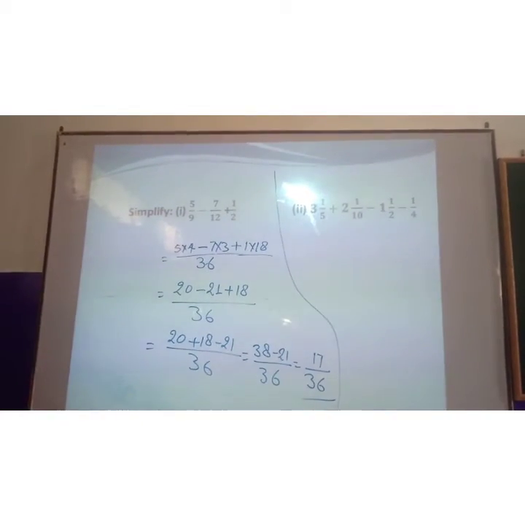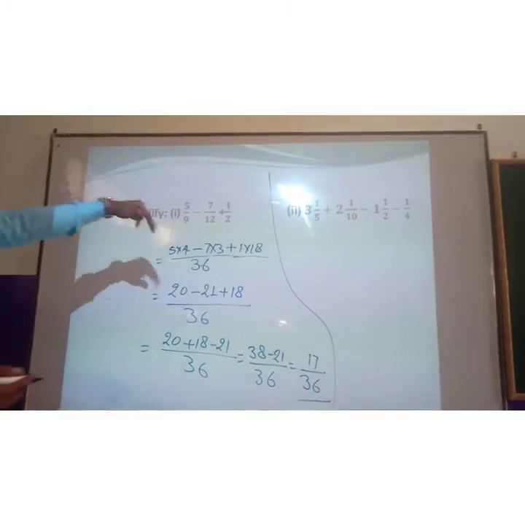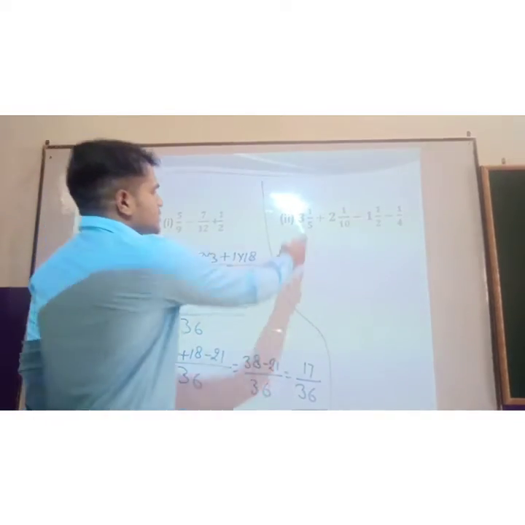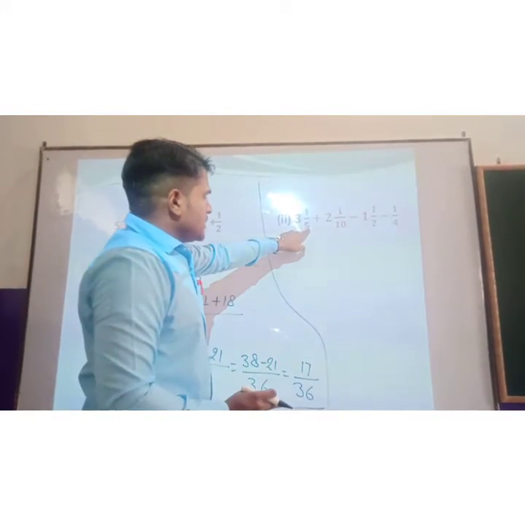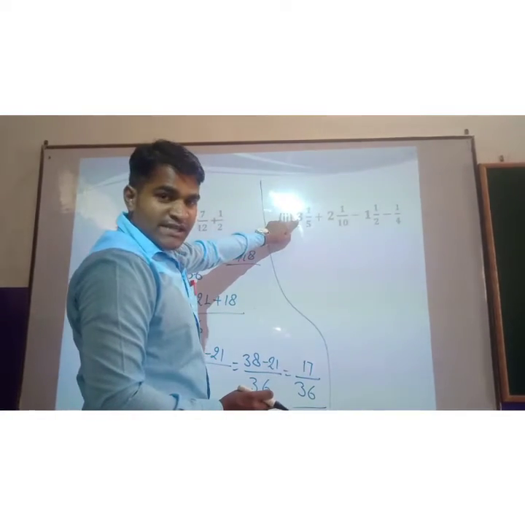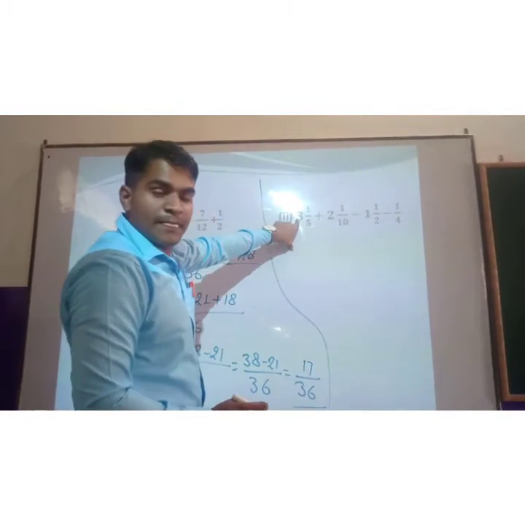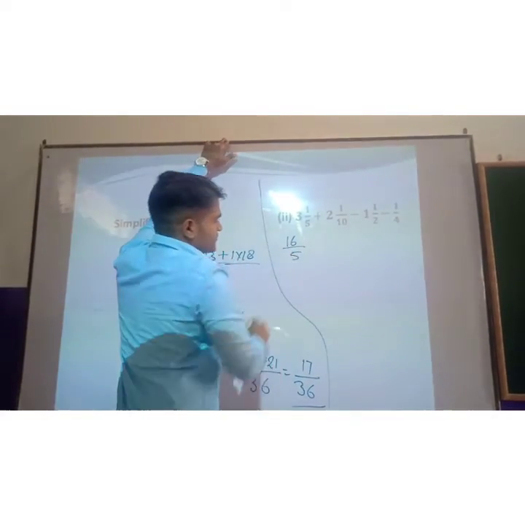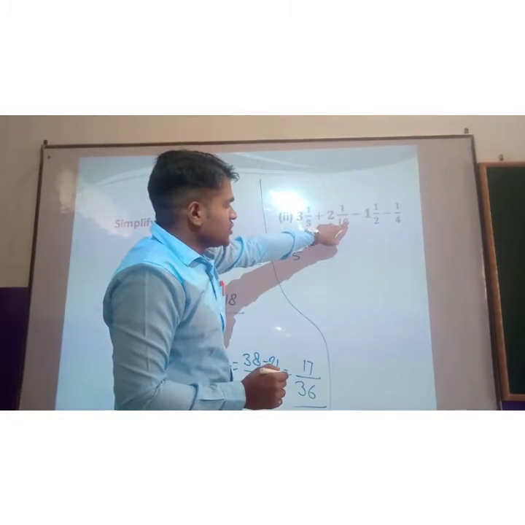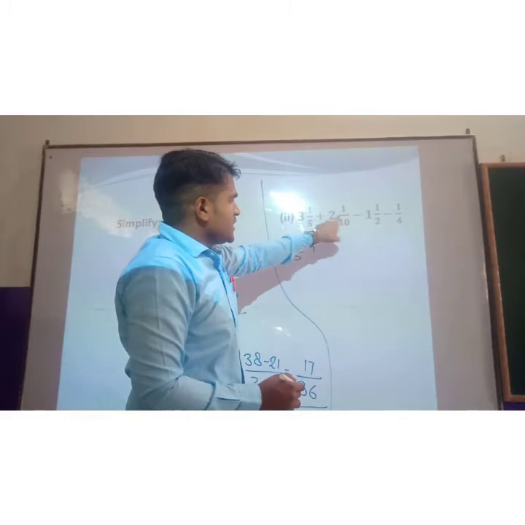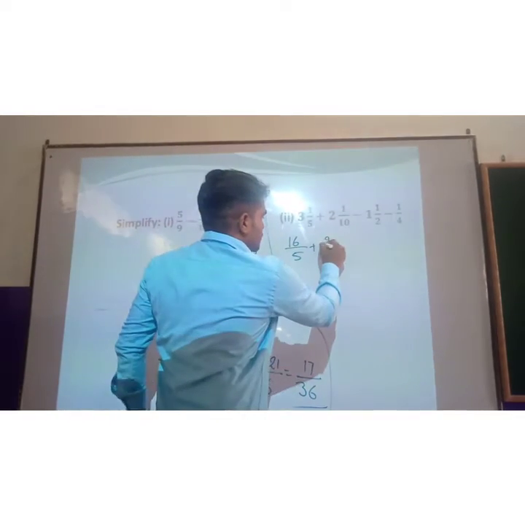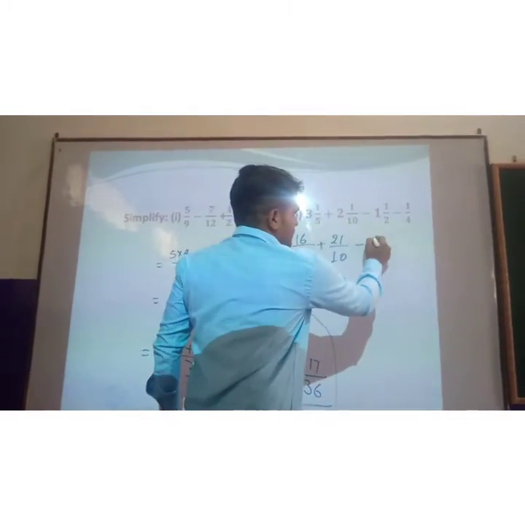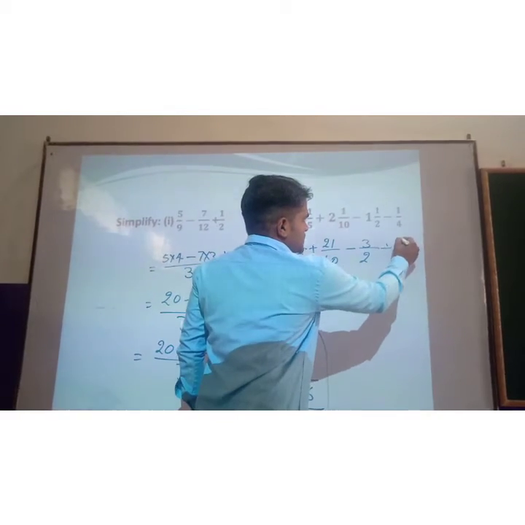Like that, the second question is given there. These all are mixed fractions, so we have to convert the mixed fractions into improper fractions. How will we convert it? Denominator multiplied with the whole number, and we add the numerator. So 5 times 3 is 15 plus 1 is 16. So we get 16 upon 5. Like that, 20 plus, so put plus 10 times 2 is 20 plus 1, 21 upon 10 minus 2 times 1 is 2 plus 1, 3 upon 2, minus 1 upon 4.